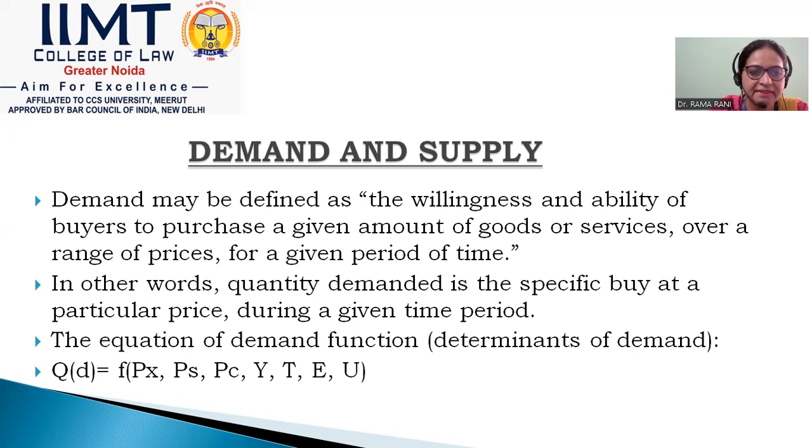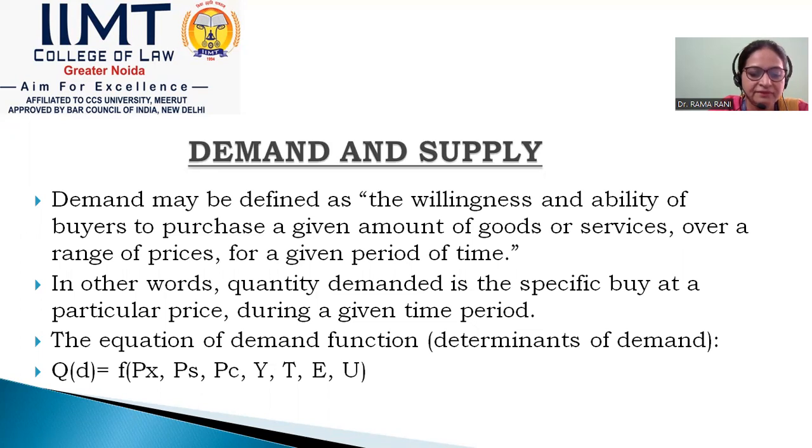There are three important things in it. Demand depends on the will of the consumer, the ability to pay, and the desire to pay. If someone has the will to purchase a product, only then can he purchase it. And if the consumer wants to purchase the product, he should have sufficient money. If he has money but doesn't want to spend it, then the demand can't be fulfilled. In other words, quantity demanded is the specific amount bought at a particular price during a given period of time.